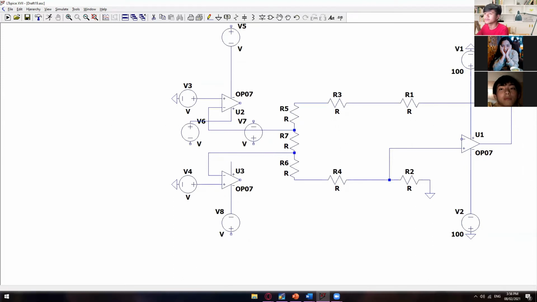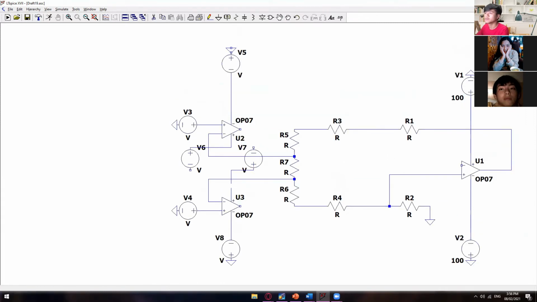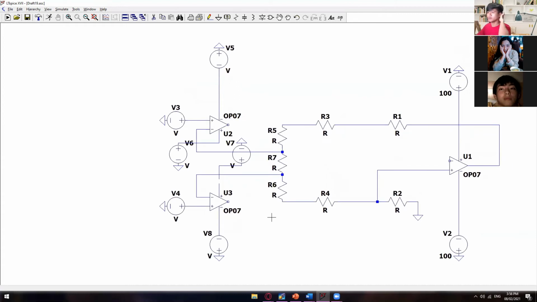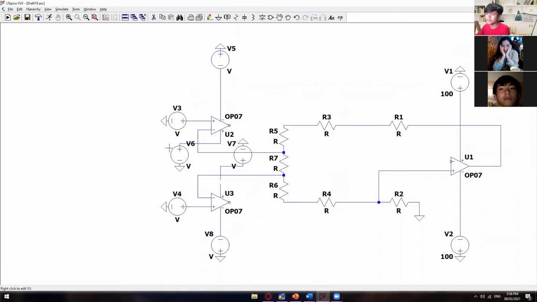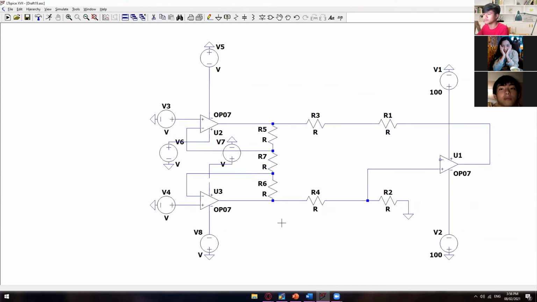Okay, there we go. Then this one is grounded, grounded, grounded, and then grounded. So there you go. We have a total of 2, 4, 6 rail voltages. Okay, and then two other voltage inputs for our op amps. And then this one is connected here, and then this one is also connected here.